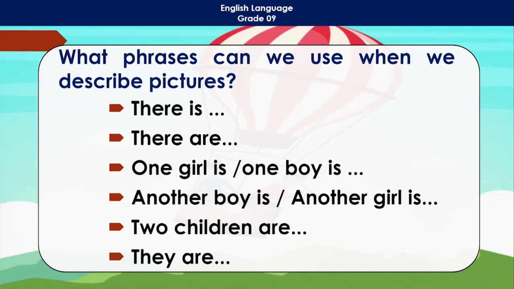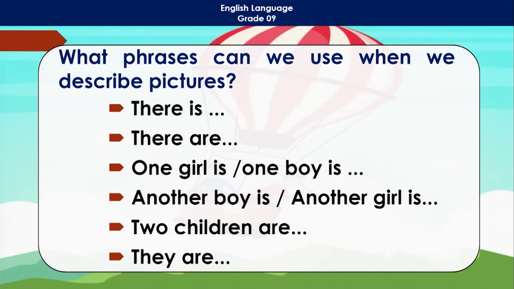If you see many other characters in the picture, you can use the next one: another boy is, another girl is. And if you want to talk about 2 children together, you can definitely say two children are. And then collectively about all the characters, you can say they are.